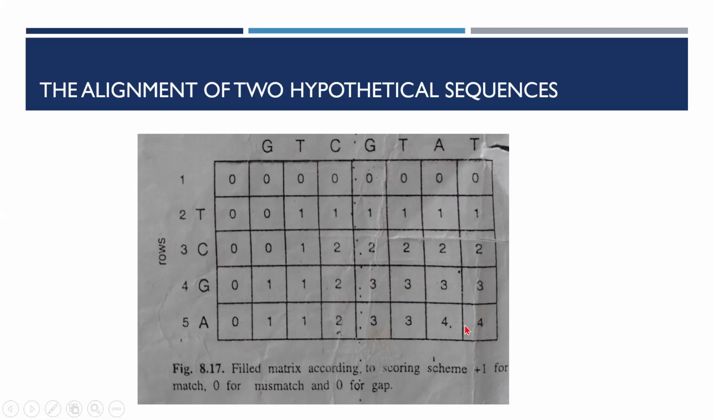We will check one more cell. Let's take this last cell. First see whether it is a match or mismatch. It is a mismatch. T with A, it's a mismatch. When it is a mismatch, take the maximum of these three values. What is the maximum of these three values? 4. So this is the shortcut way to fill all the cells in the matrix, instead of applying the formula every time, finding out and writing. This way, you would be able to quickly fill all the cells in the matrix.